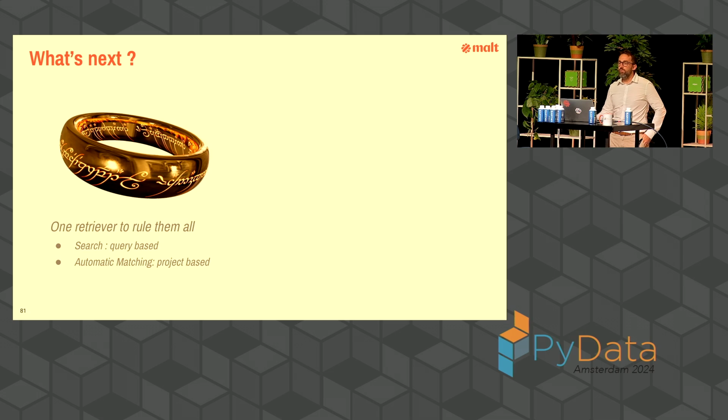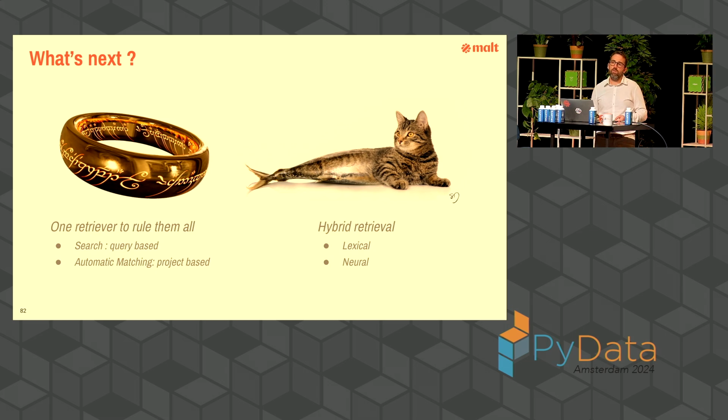Actually, if you remember, today we focused on the automatic matching part, which is project-based, where we want to bring back all that we've built on that product to the other one, which has a query as input. But there are some cases where the neural retriever is not the best solution, especially when you have smaller inputs. So another topic that we're investigating right now is hybrid retrieval, where you combine the lexical retrieval that we presented first and the neural one that we explained in detail today.